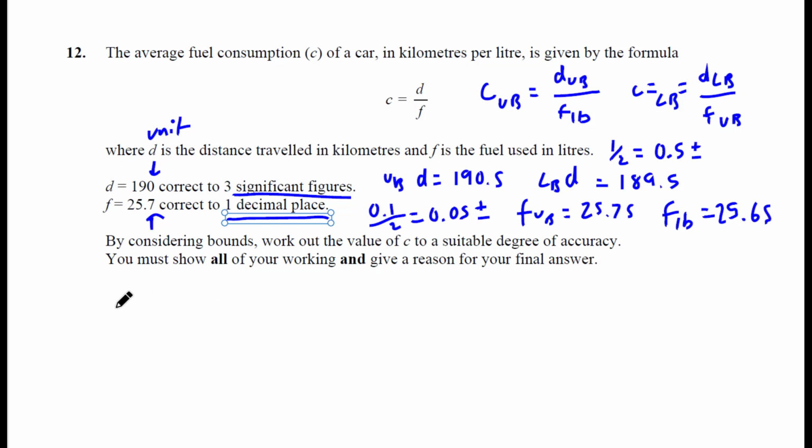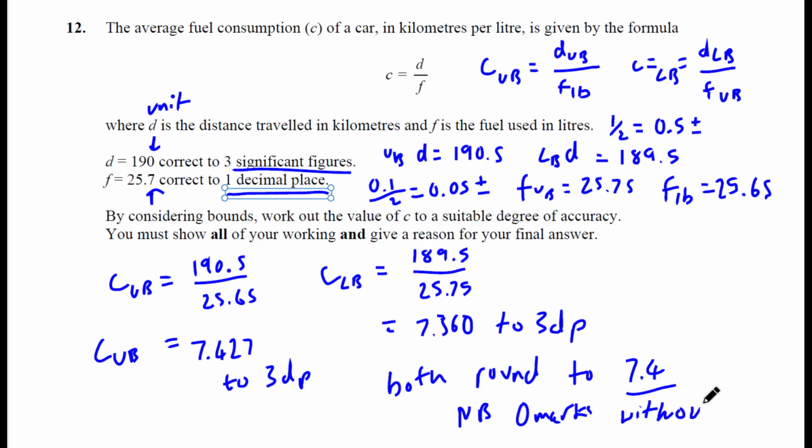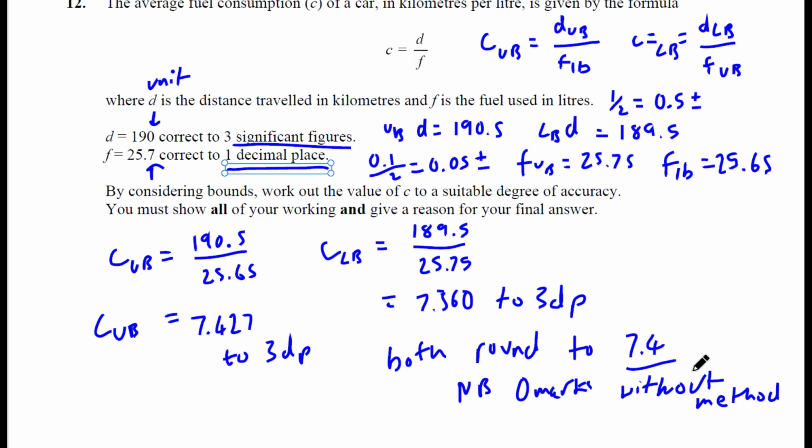So let's work out C upper bound. Just substitute those figures in. So once we've substituted those answers in, you can see they both round to 7.4, which is a suitable degree of accuracy. Now, important note, you will score 0 marks without the method here. And these are easy marks to pick up. Even if you make a mistake at the end, you should ace this. And how many marks is this worth? 5 marks. So with all that method and 7.5, you've hit your 46 marks now. You've got your grade 7.